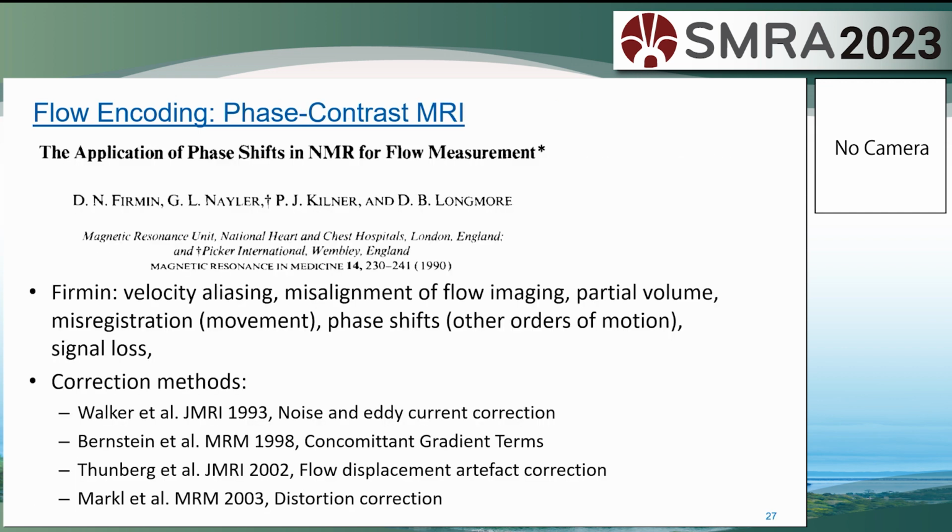And then, of course, all of the problems we have with phase contrast MRI, the noise, the eddy currents, the velocity aliasing, the misalignment of the flow displacement, the distortion, all of these problems were described by many pioneers back in the 90s and early 2000s, and also solutions were suggested that we are still using nowadays to correct our data.